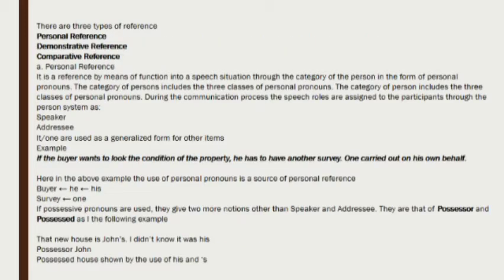There are three types of reference. First is personal reference, second is demonstrative reference, third is comparative reference. First is personal reference. It is a reference by means of function in a speech situation through the category of person, in the form of personal pronouns.